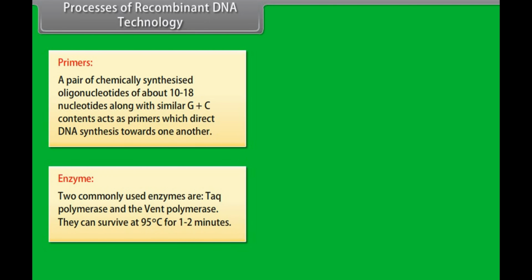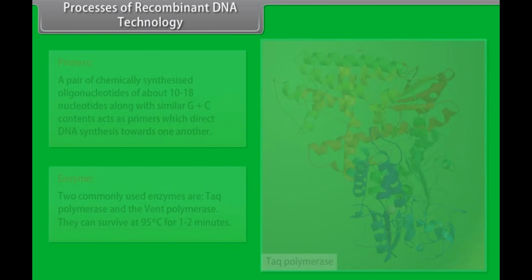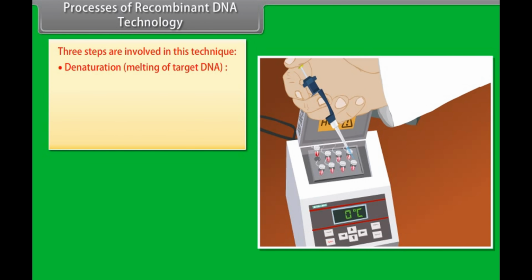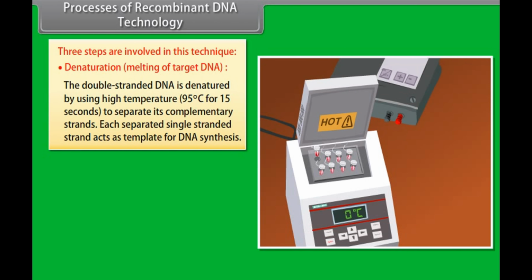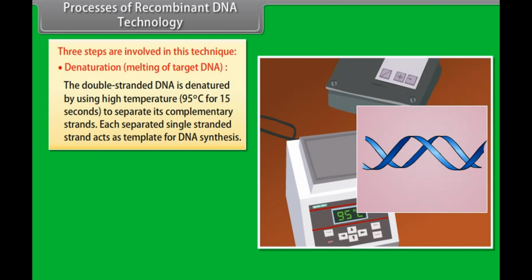Enzyme. Two commonly used enzymes are Taq polymerase and the Vent polymerase. They can survive at 95 degrees Celsius for 1 to 2 minutes. Three steps are involved in this technique. Denaturation, melting of target DNA. The double-stranded DNA is denatured by using high temperature, 95 degrees Celsius for 15 seconds, to separate its complementary strands. Each separated single strand acts as template for DNA synthesis.